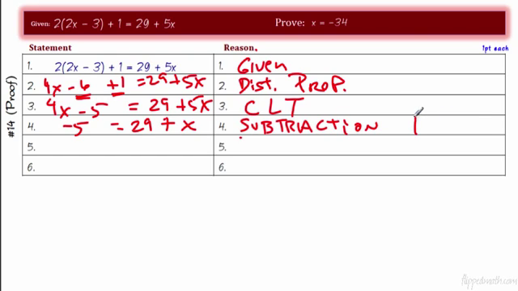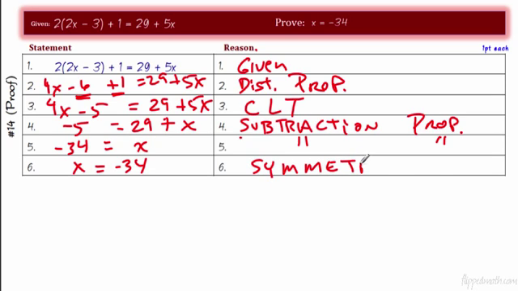Subtraction property. Okay, now what? Let's subtract 29. So we get negative 34 equals x. And that is the same reason, subtraction property. We're almost done because they look close. I'm going to switch the order. x is going to equal negative 34. Why can we switch it? It's the symmetric property. That took a while for me to get it out there.